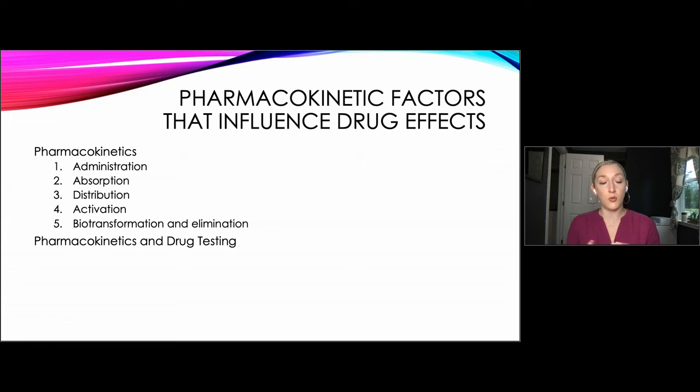It's important to know, one, who you're dealing with, two, who the offender is, what their history is, and three, to know how drugs interact with one another and how even foods can interact with drugs.